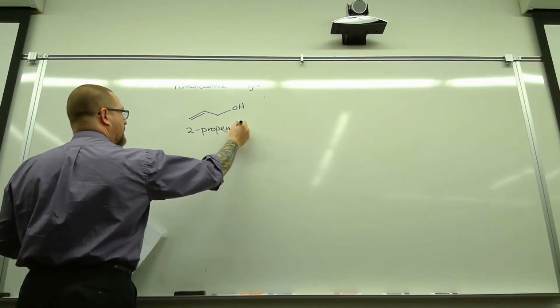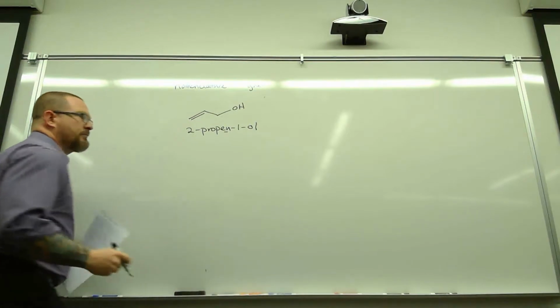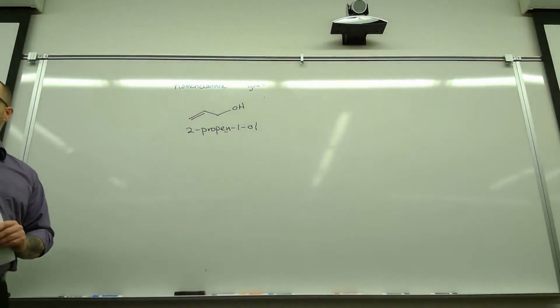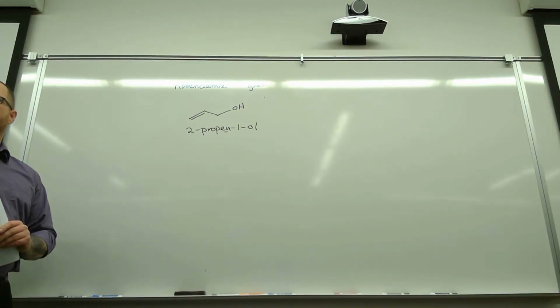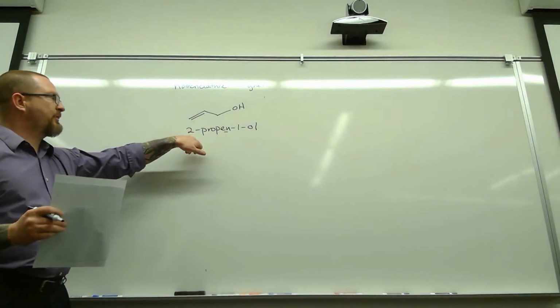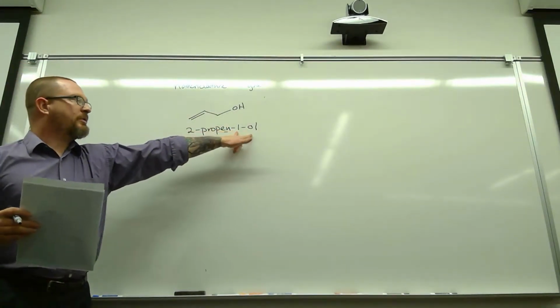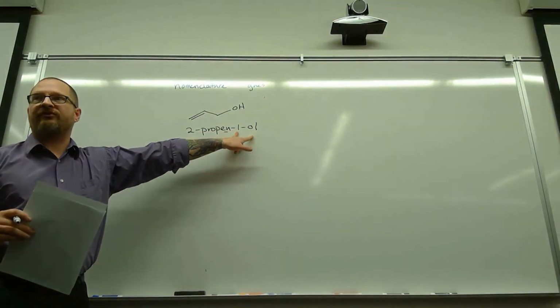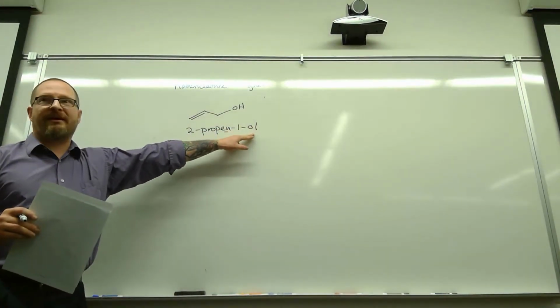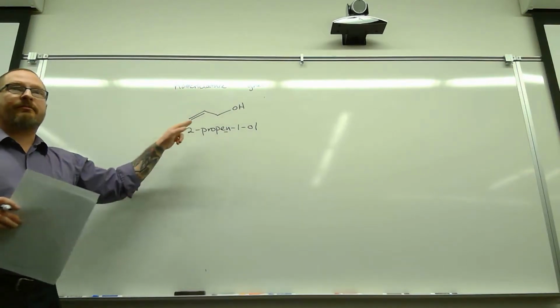propen-1-ol. We're always just going to keep the double bond right there at the beginning. Separate the numbering scheme so that this number, the ene, and this number, the highest priority functional group, which is the main identifier for what this is.